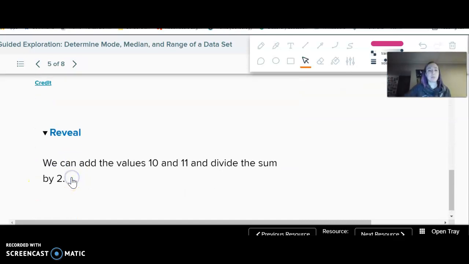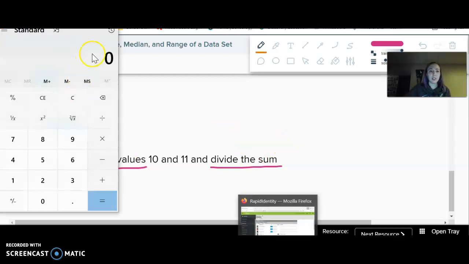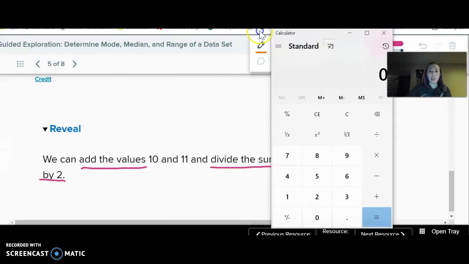Excuse me, sorry. We can add them and divide by 2. So you can add the values and divide the sum by 2. That's what we do if there's 2 in the middle, because we want to find what's right in the middle of those 2. So you can use a calculator. That's fine.